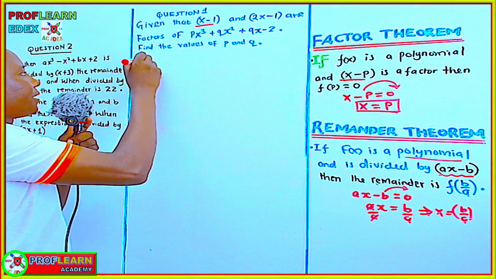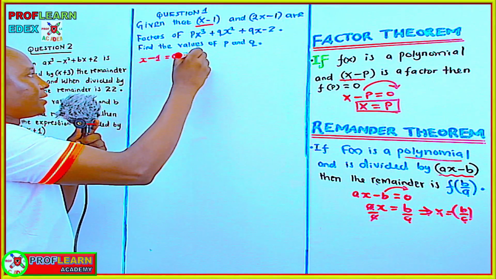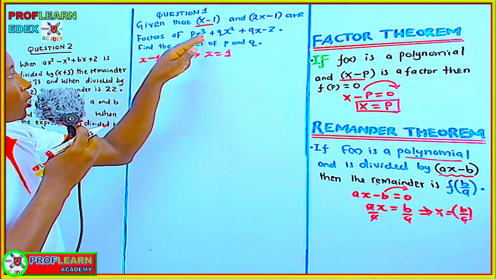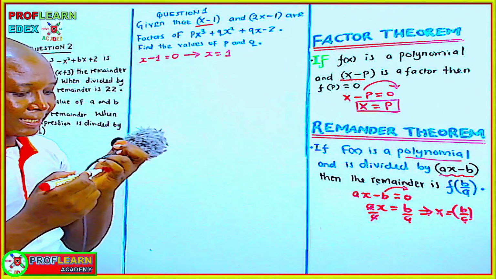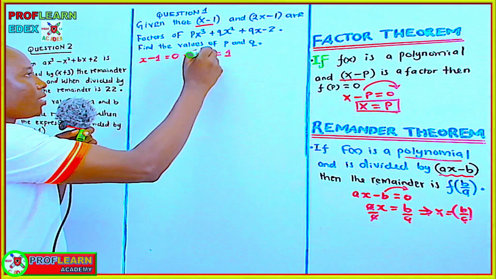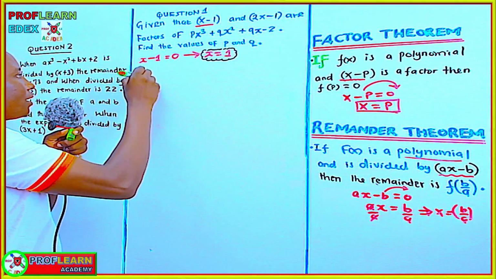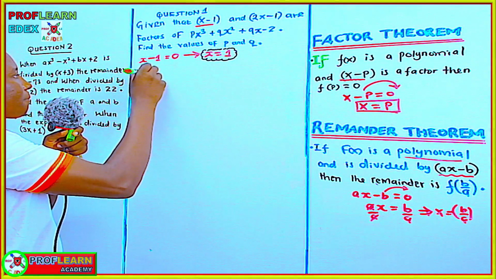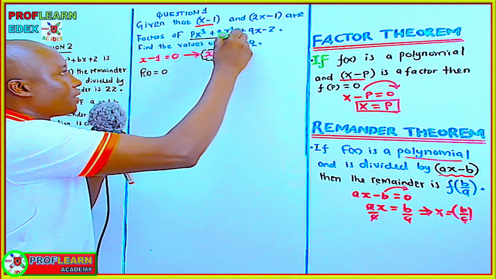So from the first factor, we are going to say x minus 1 is equal to 0, and this implies that x is equal to 1. So meaning, if we substitute x equals 1 in this polynomial that we have here, we are going to get our answer 0. So we are going to say here that since we have gotten x is equal to 1 from this factor, we can say now f of 1 is equal to 0.